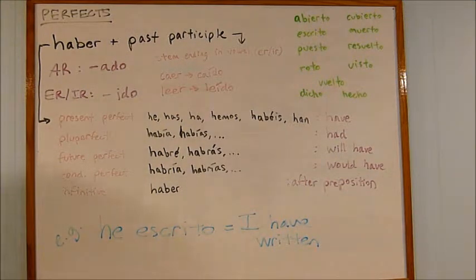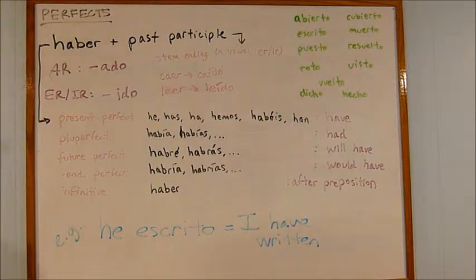You could also use it after a preposition. So like, I will have earned $50 after having worked 50 hours, for example. I don't know, it's pretty low pay, but anyways, that's not the point. After having worked, you would use haber for that having part. And so that's basically it.